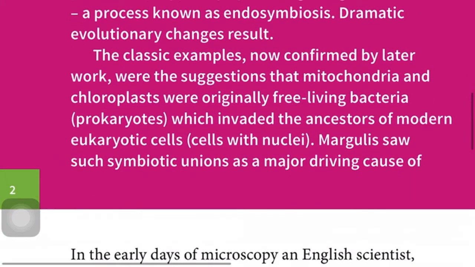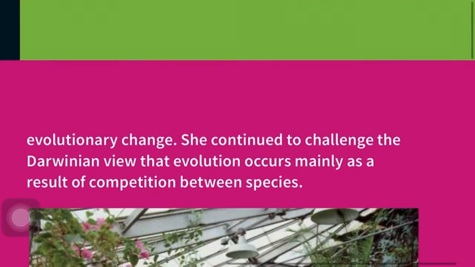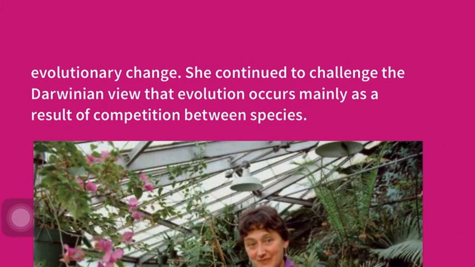The classic example, now confirmed by later work, is the suggestion that mitochondria and chloroplasts were originally free-living bacteria, prokaryotes, which invaded the ancestors of modern eukaryotic cells. Margulis saw such symbiotic unions as a major driving cause of evolutionary change. She continued to challenge the Darwinian view that evolution occurs mainly as a result of competition between species.